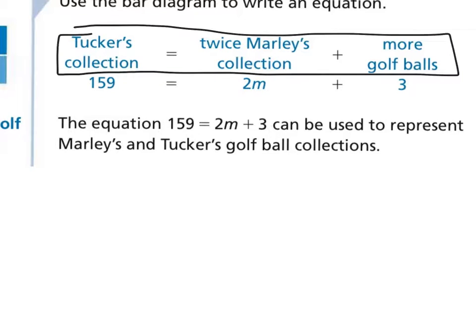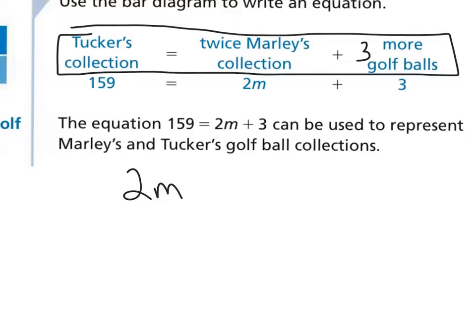Now, before they got that equation, they kind of just made a general statement. So they said Tucker's collection is equal to twice Marley's collection plus, and I would add in the number 3 there maybe, plus 3 more golf balls. So 159 then equals twice Marley's collection is 2m, and then 3 more would be the plus 3.